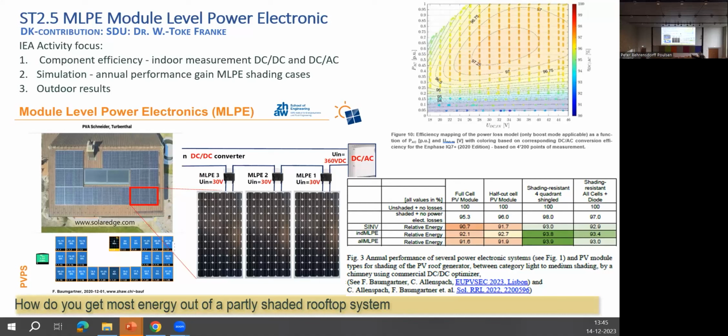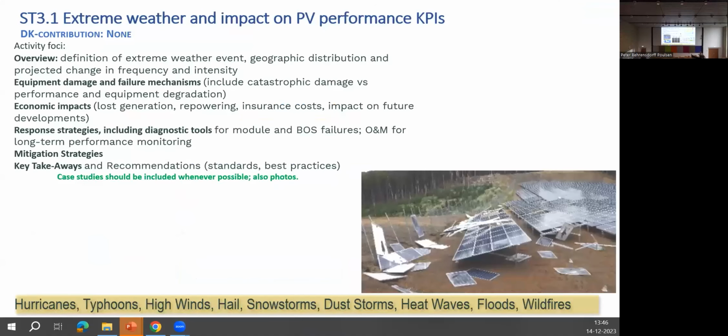These illustrations or pictures is just a mess of pictures I've taken from other presentations that demonstrates something about shading and how to figure out what is the real efficiency of an inverter or the module electronics under various load conditions, because it's seldom that the electronics will operate at the rated or appraised conditions. So that's a lot of studies that are being done in this field in this subtask 2.5.